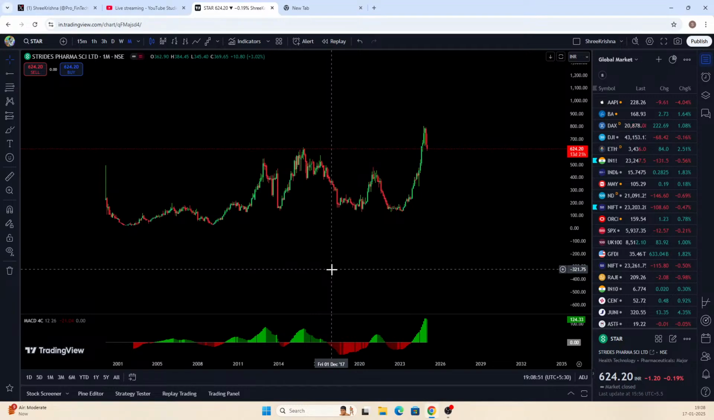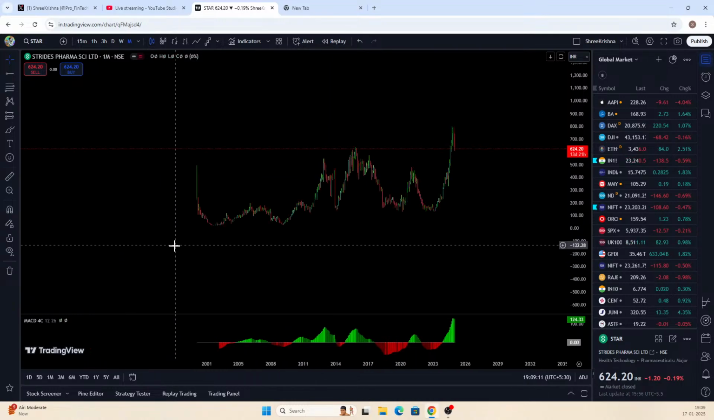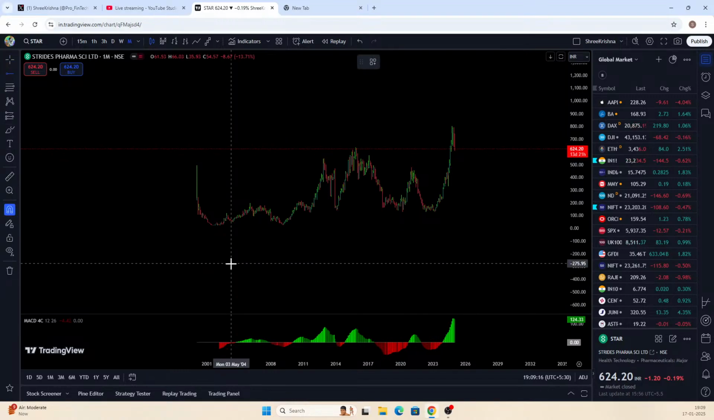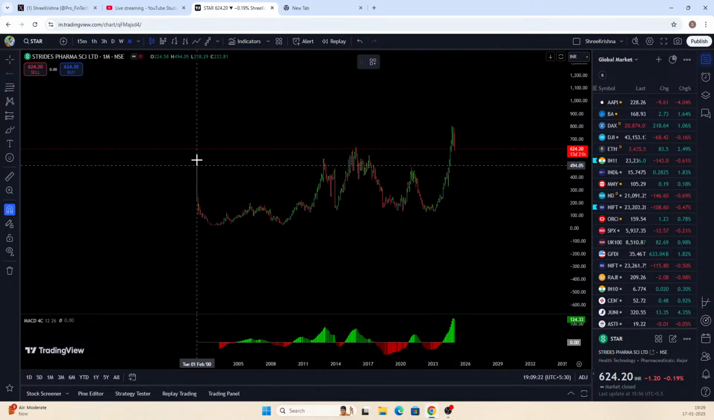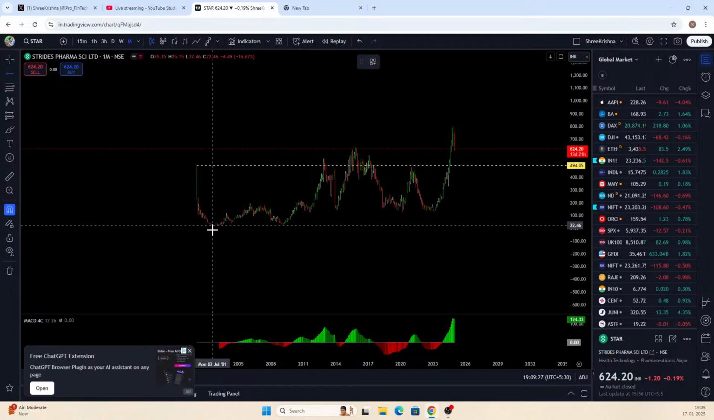The most important thing is how to recognize whether a trend is about to end, or to have a relative understanding of the trend. Just to give you a glance, I have taken Strides Pharma and I have selected this as a high and this as a low.